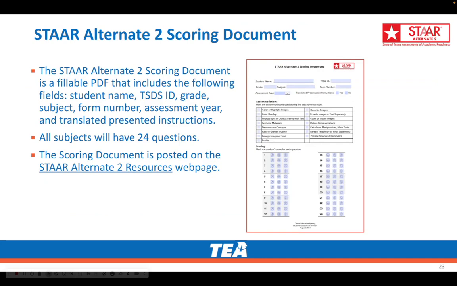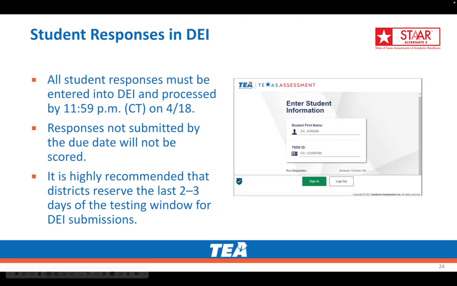As we're giving the assessment, we will fill out the scoring documents. All subjects will have 24 questions. The last few years, some of the tests had a varying number of questions, but now all tests will have 24 questions. All the answer documents will basically look the same. Once you are done with testing, we say get with your testing coordinator, and then we usually like to sit side by side so that one person is reading and one person is typing into the data entry system to get it into the Cambium platform.